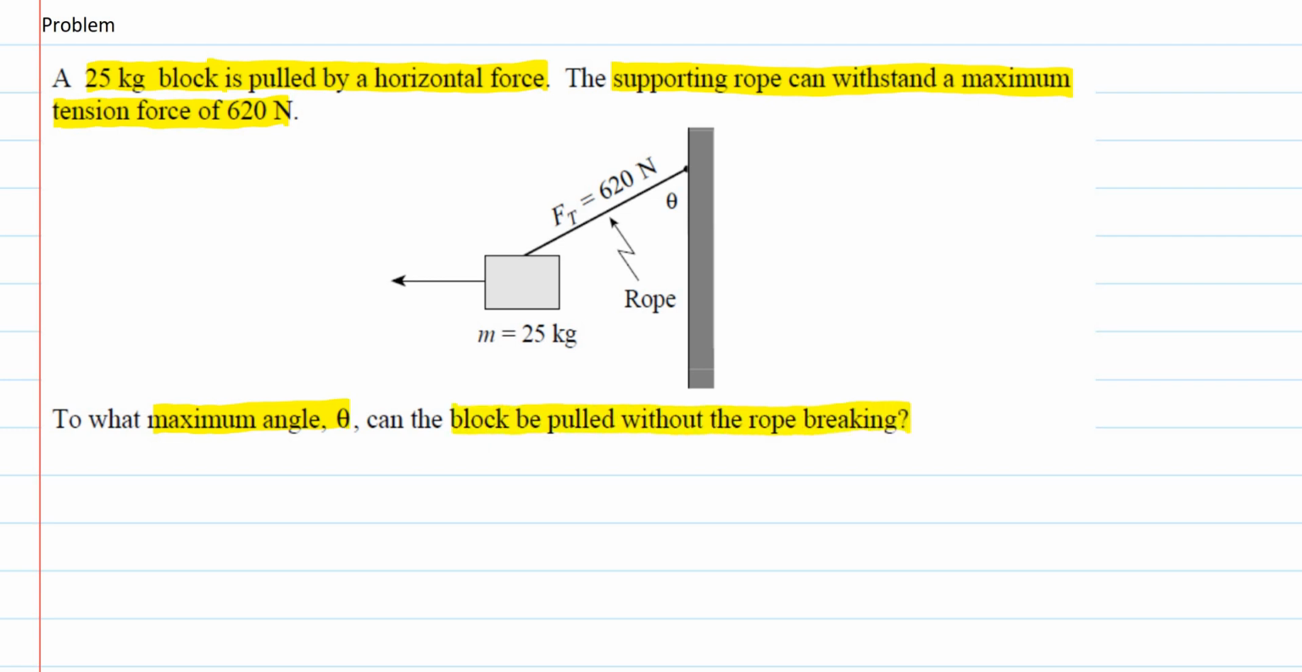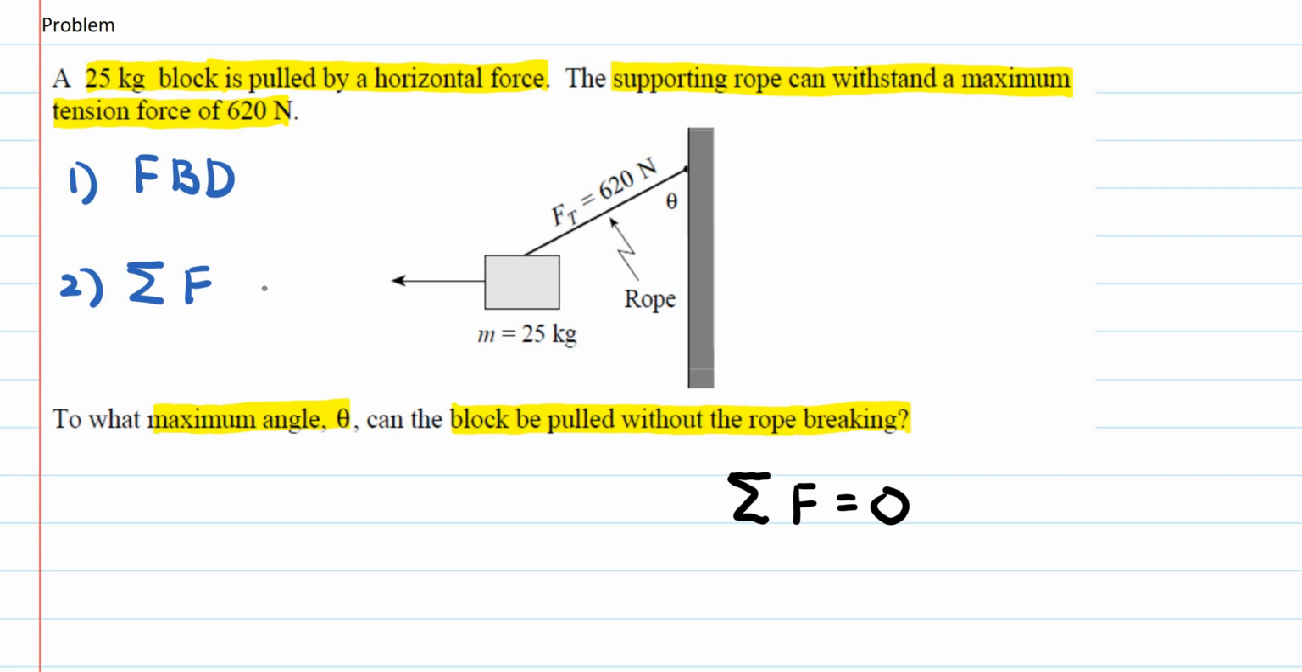All right, so if we're trying to pull this block backwards without the rope breaking, then we're basically in translational equilibrium, and basically that means all the forces acting on that block are equal to 0. So the very first thing we want to do for this particular problem is draw a free body diagram, and then the second thing is to set up the translational equilibrium definition where the sum of the forces acting on that object is equal to 0.